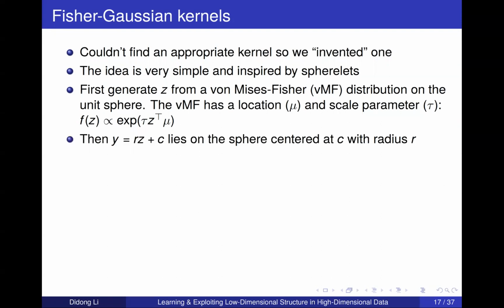Then we apply an affine transformation. Let y be r times z plus c. Because z lies on the unit sphere, y will lie on a sphere centered at c with radius r. Then we add a measurement error epsilon, which follows a Gaussian distribution, with zero mean and a diagonal covariance. The resulting random variable x will have full support on the entire space. But because it comes from a sphere centered at c with radius r plus noise, we can believe that x will concentrate around this sphere. We call the resulting distribution of x the Fisher-Gaussian distribution, because it's essentially a convolution between the von Mises-Fisher distribution and this Gaussian noise.